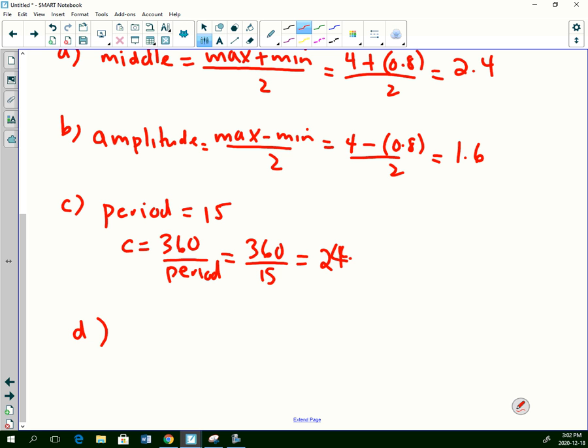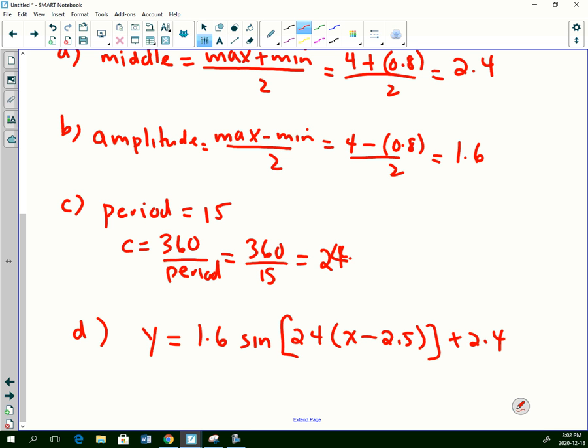So my equation would be amplitude is 1.6. If I use sine, the C value is 24, and the starting point has moved to the right 2.5, and the middle is at 2.4. If I use cosine, everything stays the same. Amplitude is still 1.6, C is still 24, but the starting point has moved to the right 5. So the only thing that changes between sine and cosine is where you start. Everything else is the same.